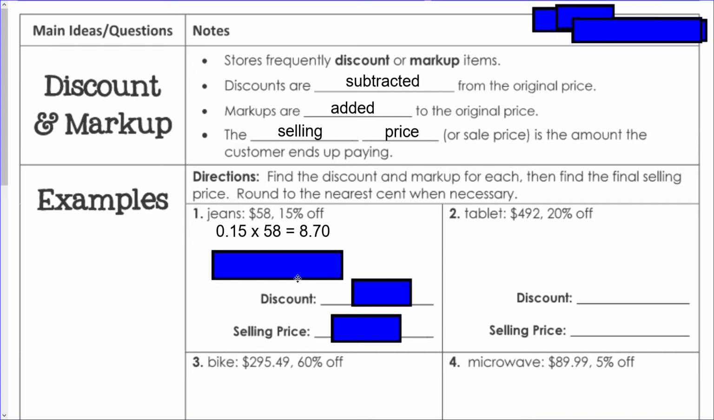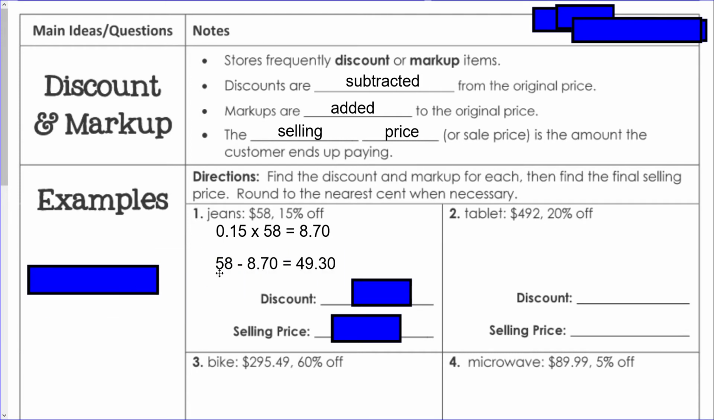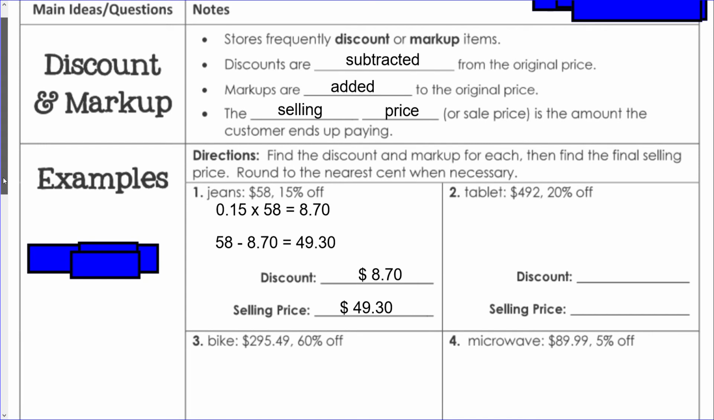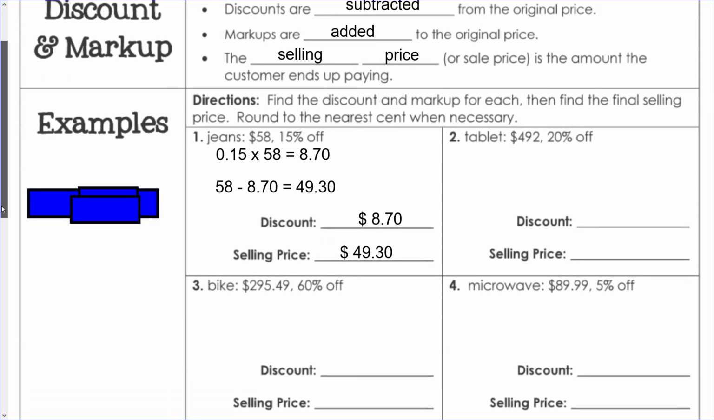Now, since you are finding the discount, you want to then subtract the $8.70 from $58. So we have 58 minus $8.70, which equals $49.30. On this particular worksheet, when it says discount, that's where it wants you to put the $8.70. Selling price is the result you get when you subtract that discount from the original price. Feel free to pause again anytime if I'm going too quickly, or to rerun through some of the things I've said.